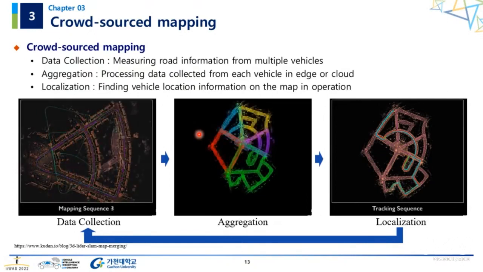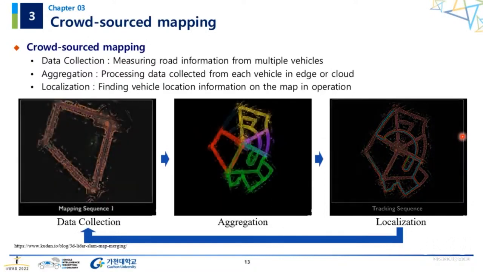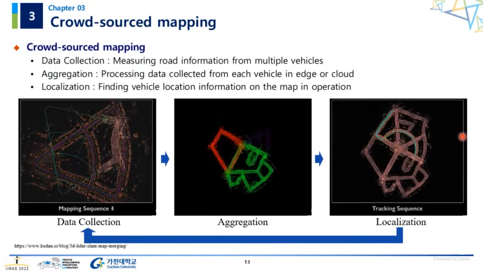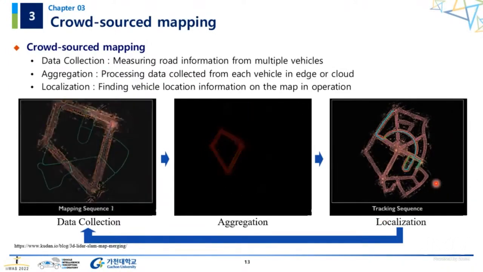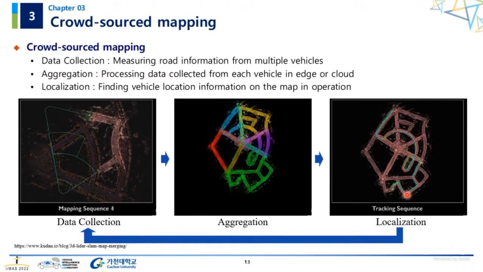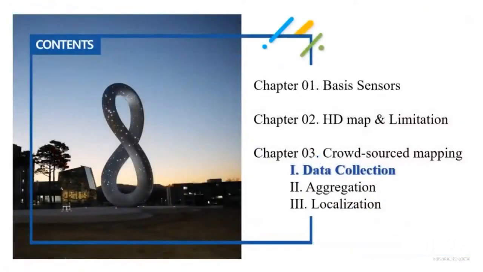This is called SLAM. When one large map is formed in this way, other vehicles drive on that map downloaded from the server. When this cycle is repeated again and again, one large map is created automatically and updated automatically. Then let's find out what technologies are required in each step for crowdsourced mapping. First, let's look at how data is collected.